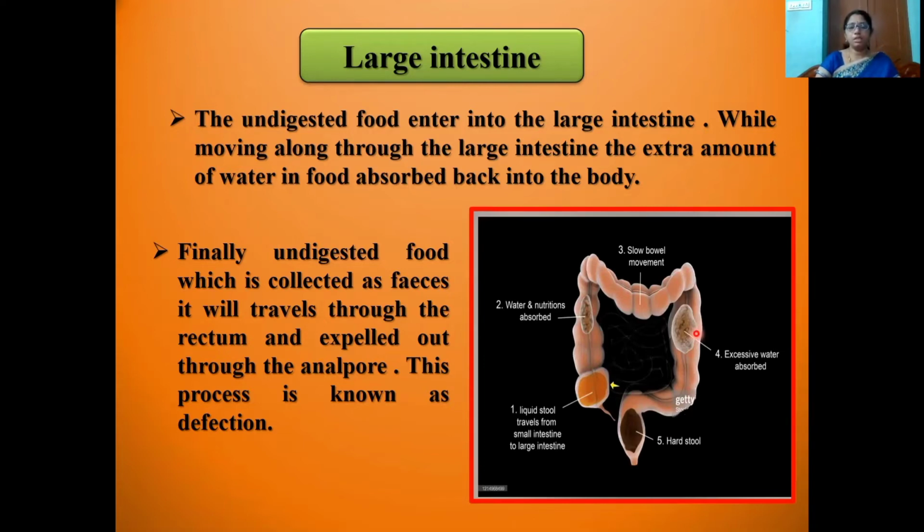Finally, the undigested food is collected as feces. It travels through the rectum and is expelled out through the anal pore. This process is known as defecation.